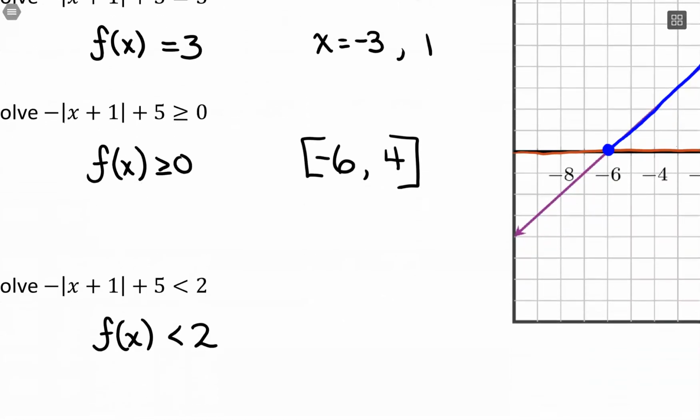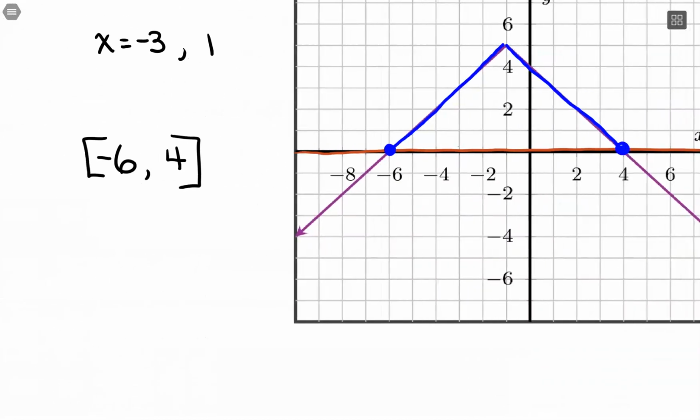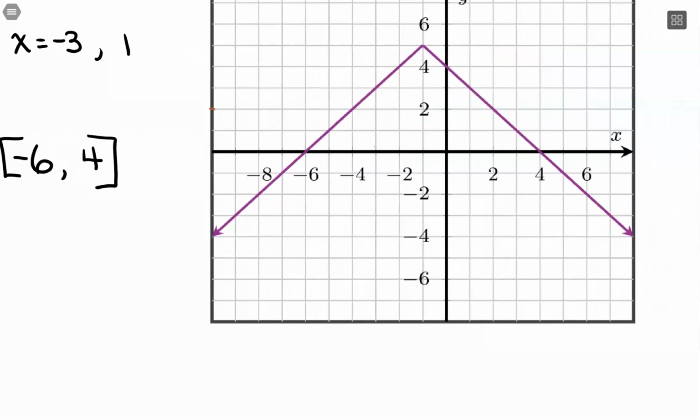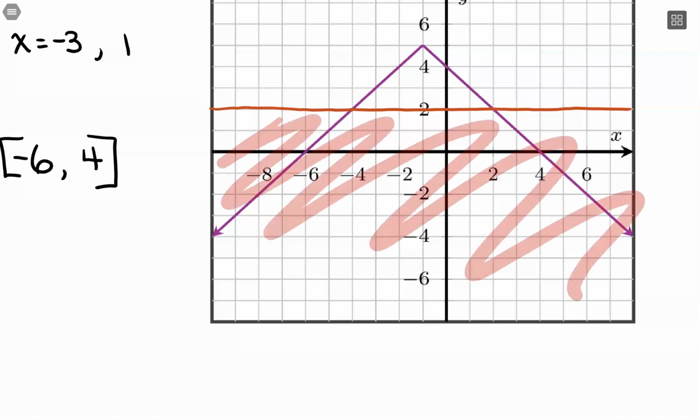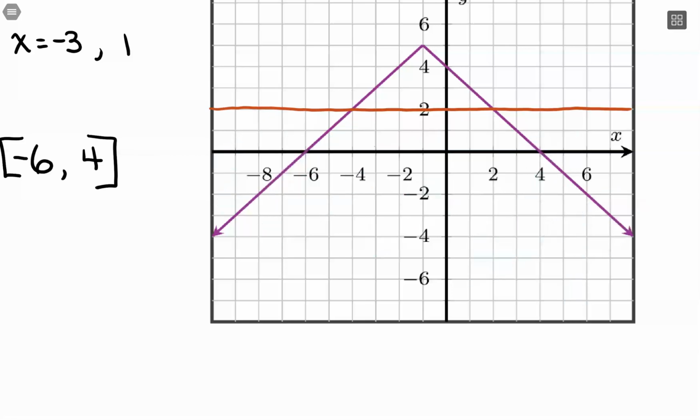Alright, and then our last one here is for less than 2. So what I'm going to do is make my horizontal line at +2. And then I want to see where the function is smaller, so my shaded region would be underneath that line. So I'd have everything down there, but I just want where the function is intersecting with that.